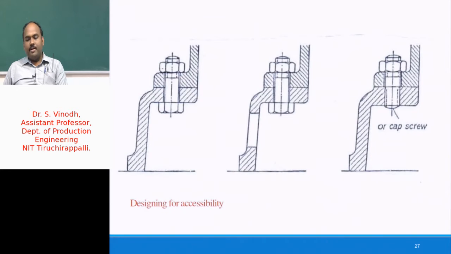The next example is about designing for accessibility. The one at the left, it is very difficult to access the parts, mainly to remove the parts, with the arrangement shown on the left, whereas that has been remedied using the center one, where we can even use the screwdriver and we can remove the bolt and nut arrangement for accessing the parts. And the third one has been simplified further. Instead of a bolt and nut arrangement, a cap screw arrangement has been used, which facilitates the accessibility.